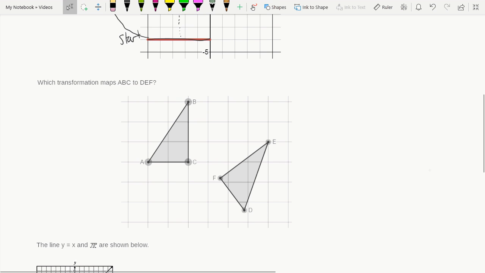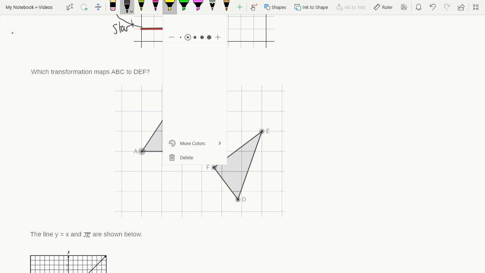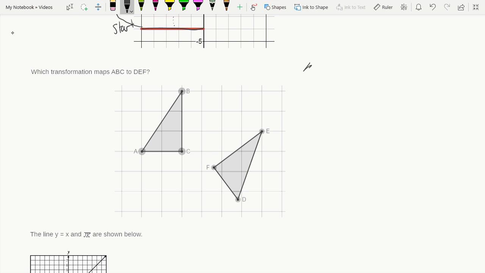All right, which transformation maps A, B, C onto D, E, F? Now, the thing I want to show you guys here. So, come on. It won't let me highlight. Well, that's upsetting. It won't let me erase it.